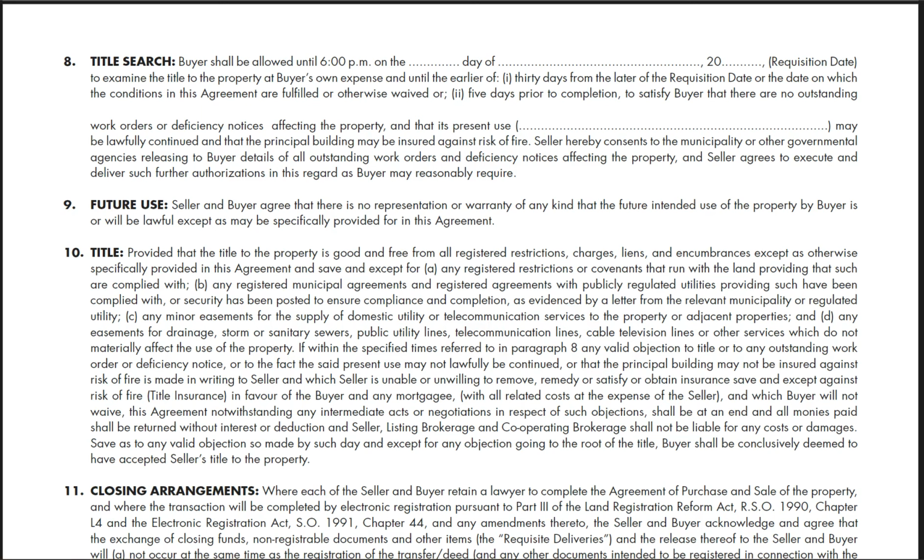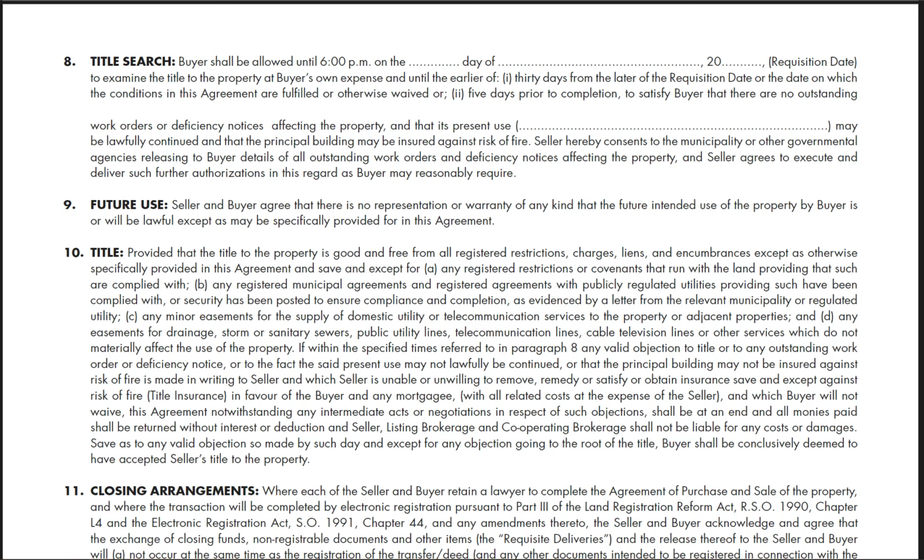Some exemptions that might exist are minor easements, so for example power lines or water pipes, telephone lines, and then municipal agreements as well, whether it be for utilities or easements is another one. So for example, easements for drainage, sewage, or cable lines for property use.